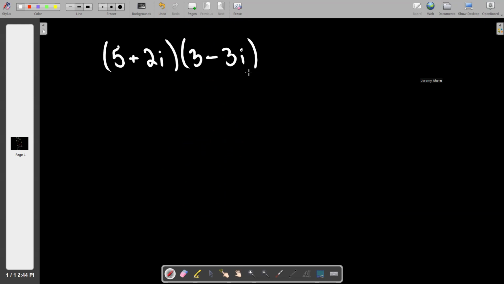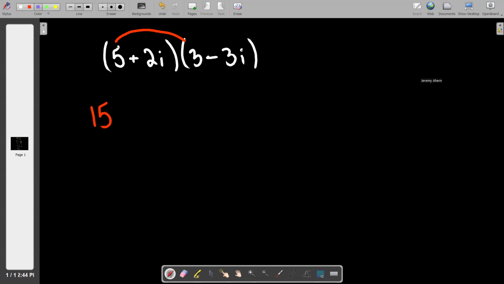Anyone remember how to do this? Yeah, it's like FOIL, like multiply, right? Let's knock this out. I'd love the color coding. So here it goes. Brady got us going. Here we go. I'm going to start with the red. What's 5 times 3? Nice.